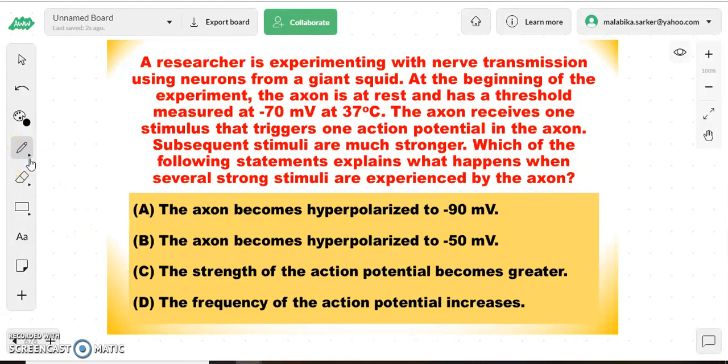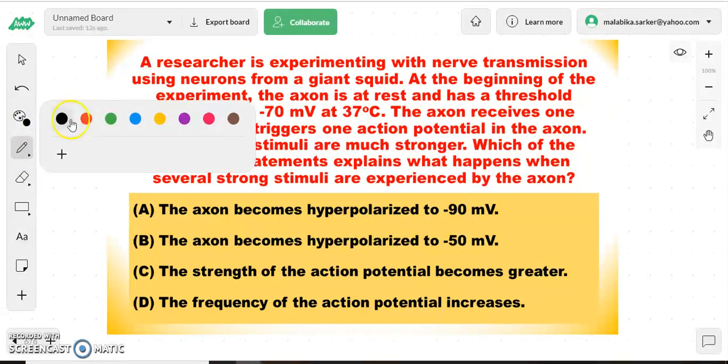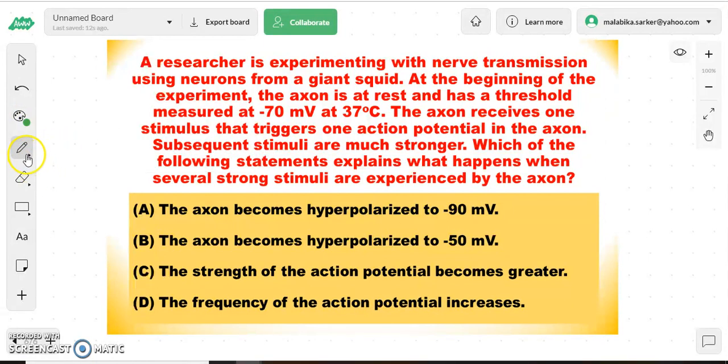So let me just select my pen here, if it allows. So let me choose the green one, and we came to know that D, the frequency of the action potential increases when several strong stimuli are experienced by the axon. That is the correct answer.